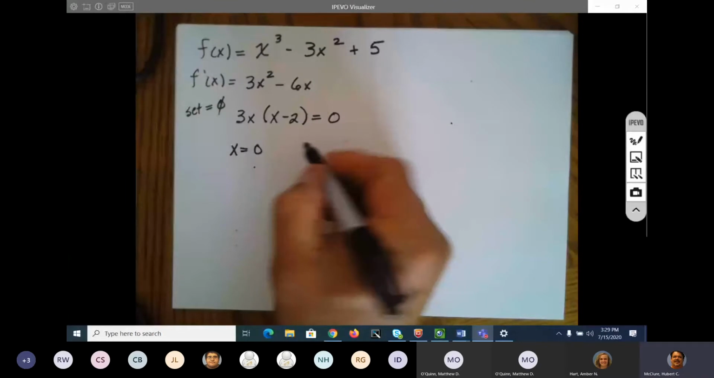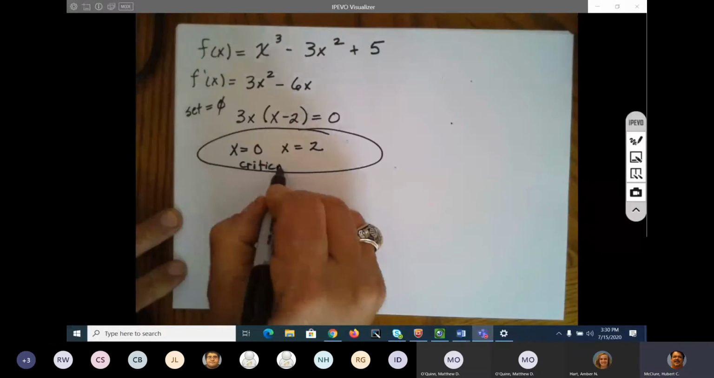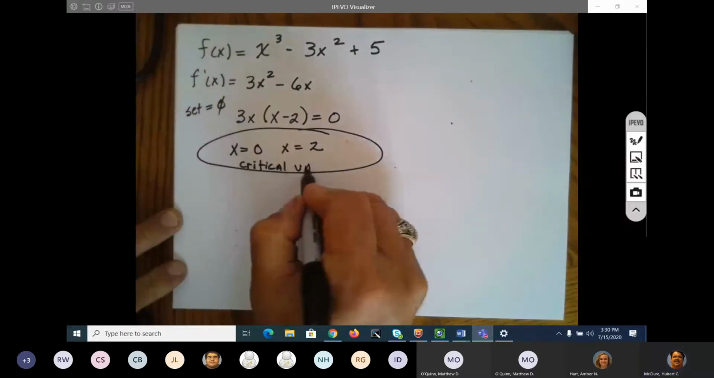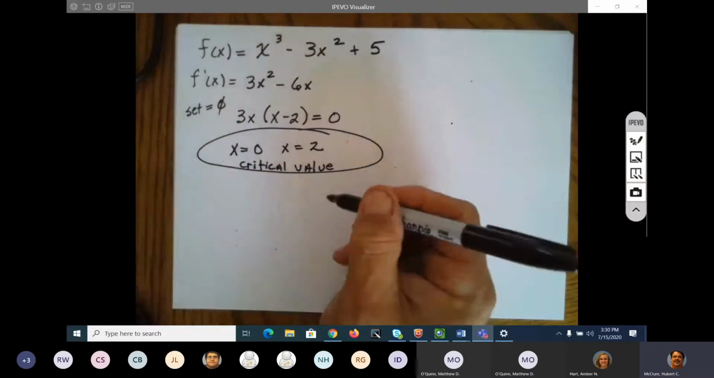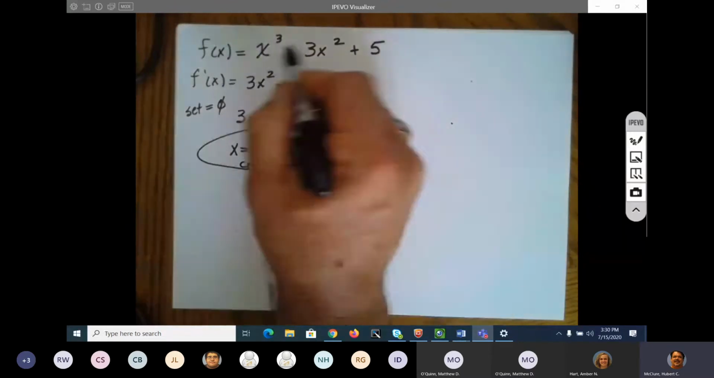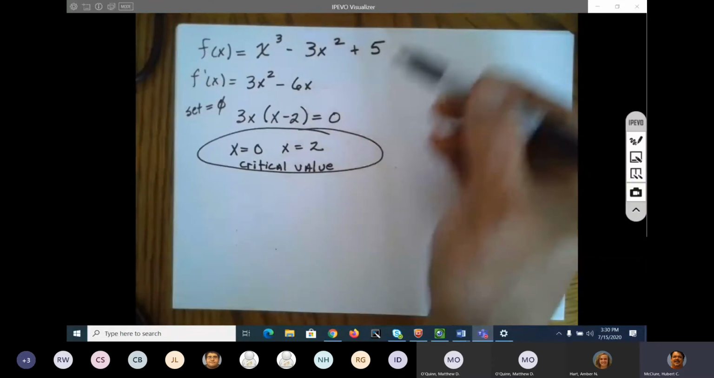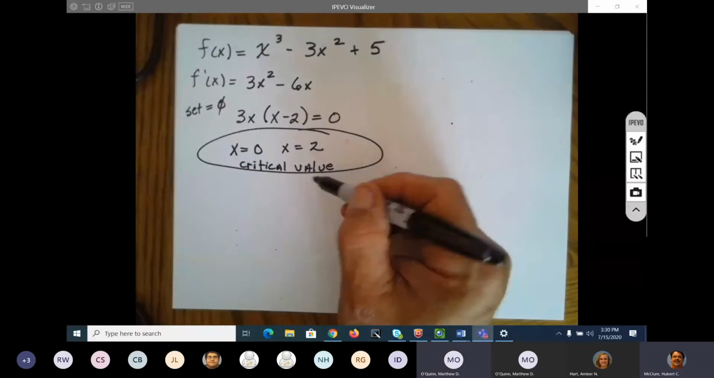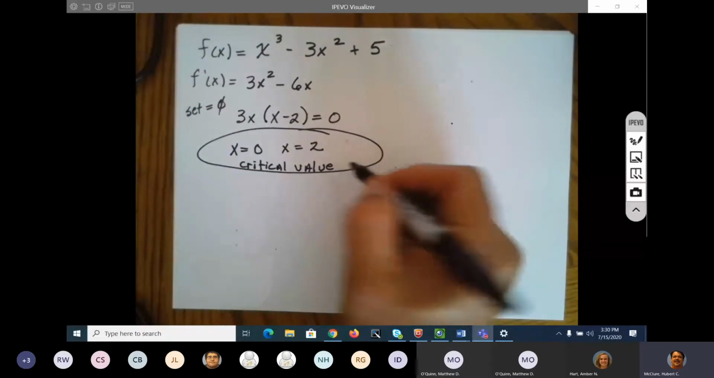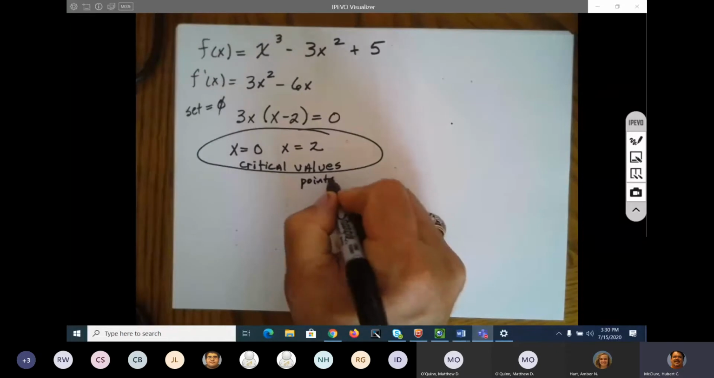I'm going to put a circle around those. Those are called our critical values. Well, I thought that was a z. I thought that was x-intercepts. No, when you set this equal to 0, you get the x-intercepts. When you set the first derivative to 0, you get your critical values. They're also called critical points. Some people call them critical points.